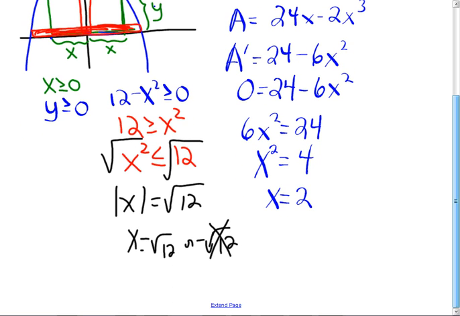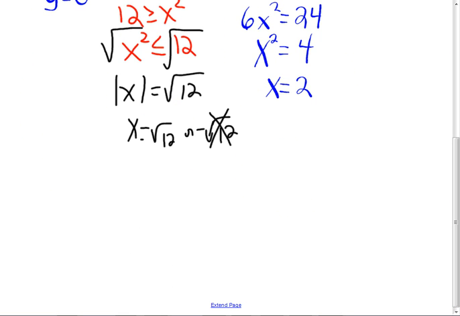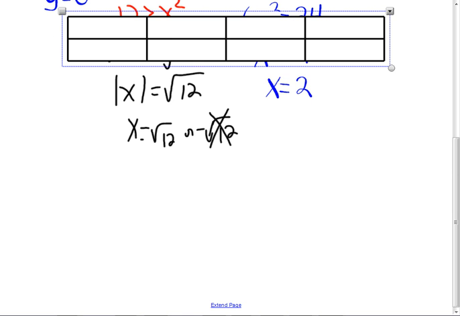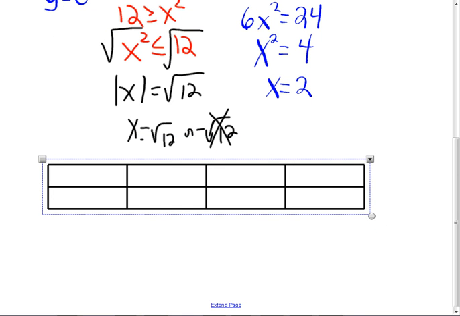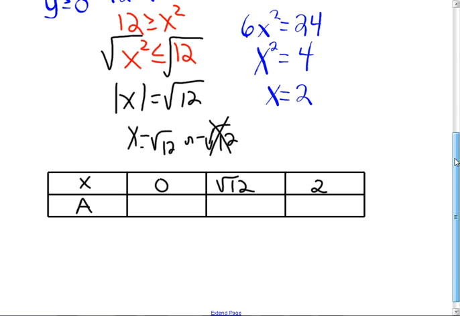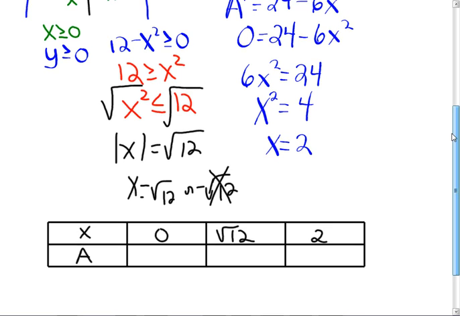And now I'm just going to make my little graph here. And here I have x, and I have my area and my endpoints, which were at 0. Square root of 12. Those are the endpoints. And then I have this 2. And we have the max min existence there. It's actually clear to the reader you're going to do that.